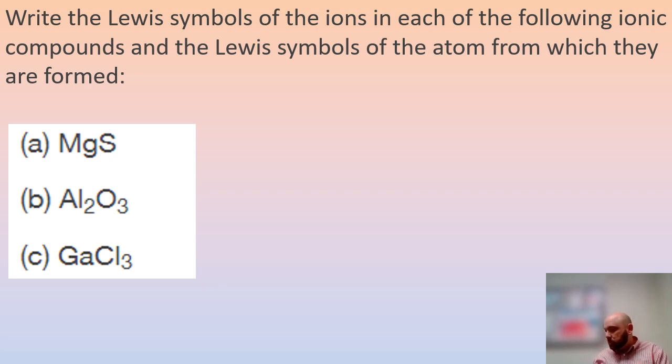So for the first one, we're going to first start by drawing the Lewis symbol for the magnesium ion. Magnesium forms 2+ ions, and so therefore its Lewis symbol is Mg2+. Remember, for the cations, not much changes. Actually, nothing changes. And for your sulfide anion, we will put our S as the symbol for sulfur.